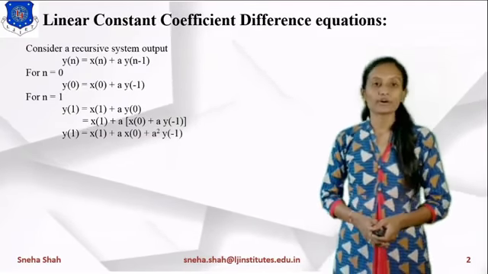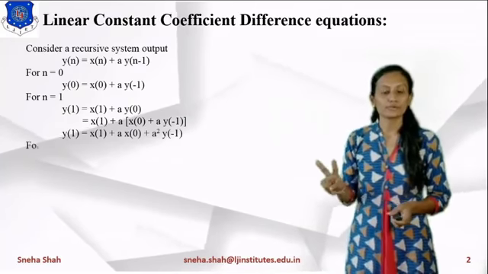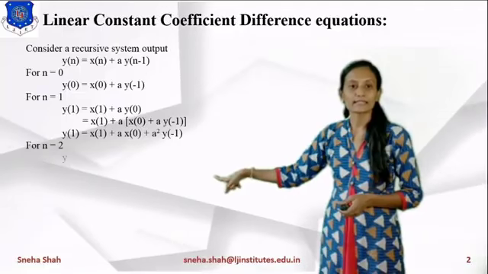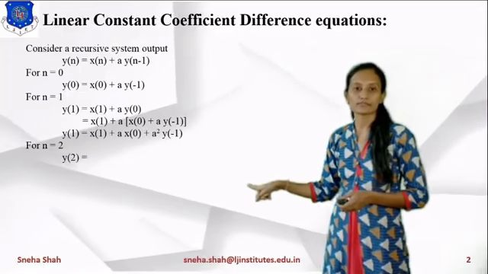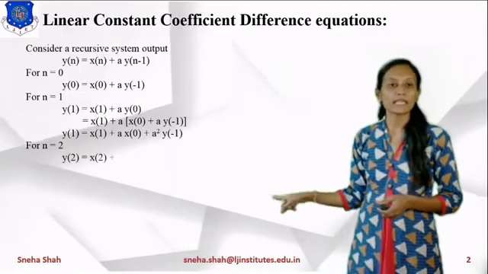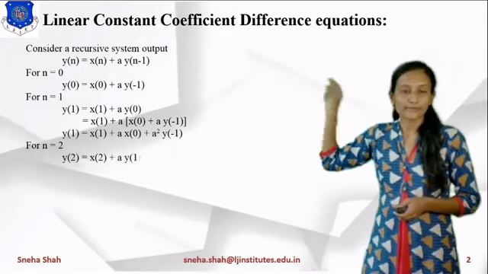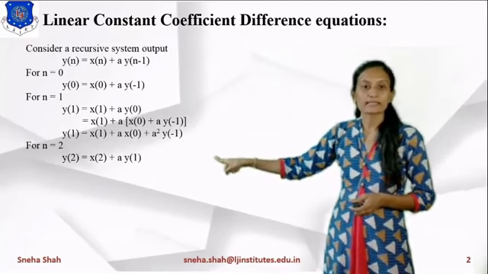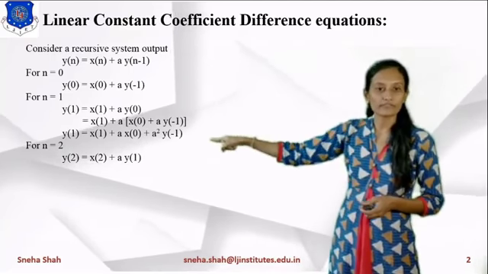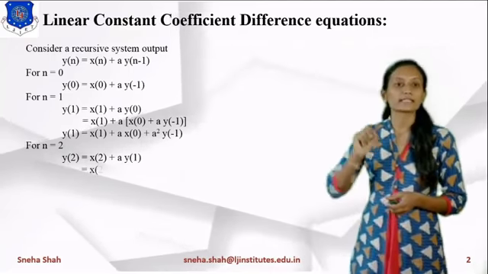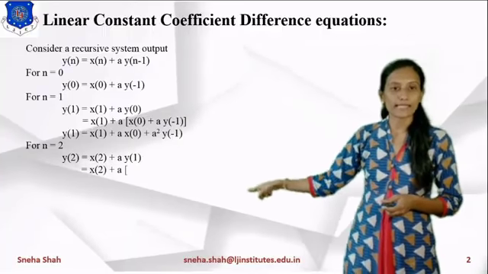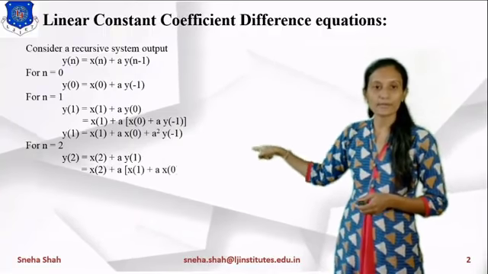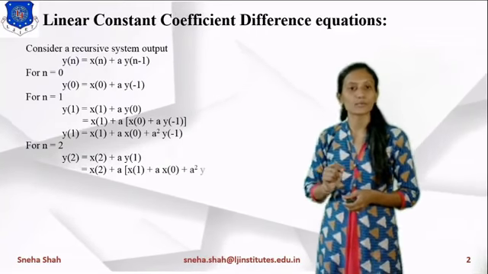Similarly, we will find it for n equals 2. If we take n equals 2, then the term will be y of 2 equals x of 2 plus a into y of 1, since 2 minus 1 is 1. So instead of y of 1, we will put in the value of y of 1 as this. The term will be x of 2 plus a into x of 1 plus a into x of 0 plus a square into y of minus 1.